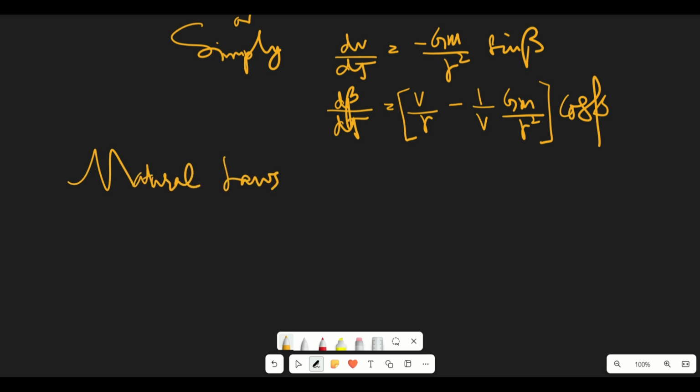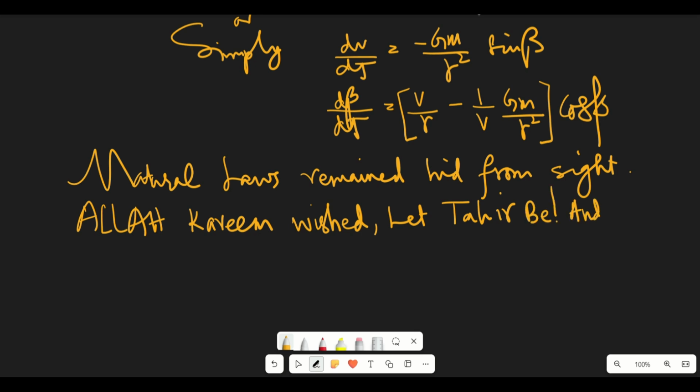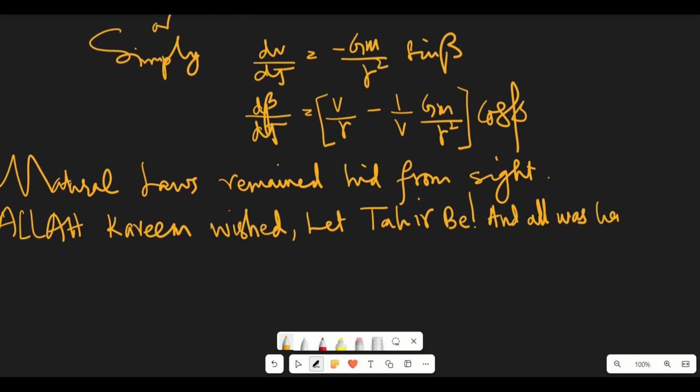Natural laws remained hid from sight. Allah Kareem wished, let Tahir be. And all was light.